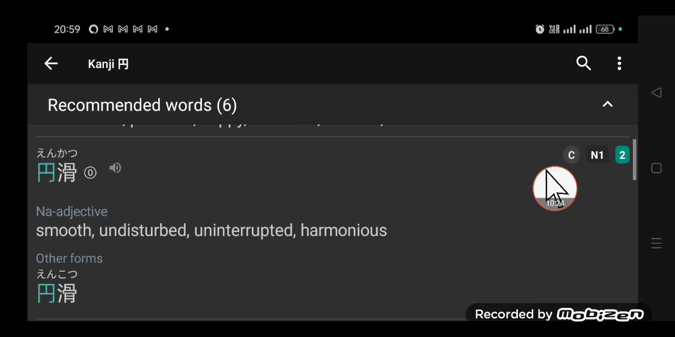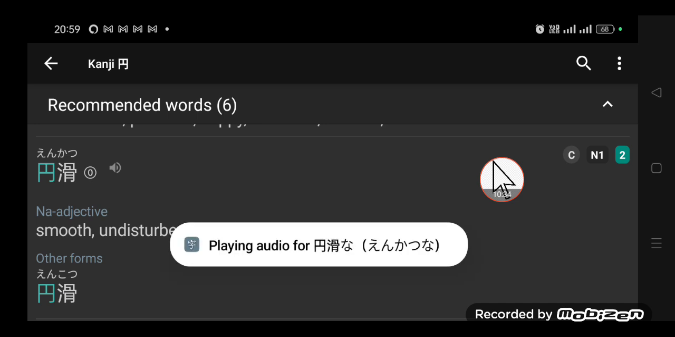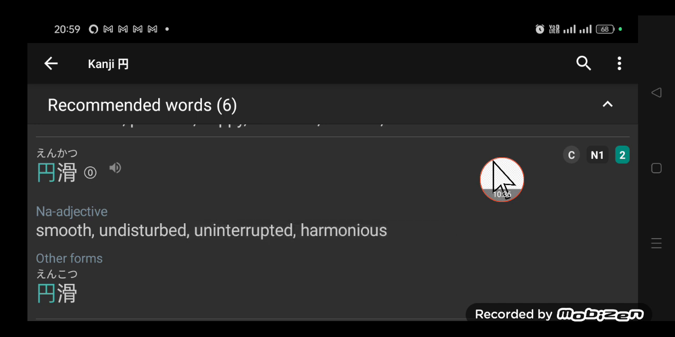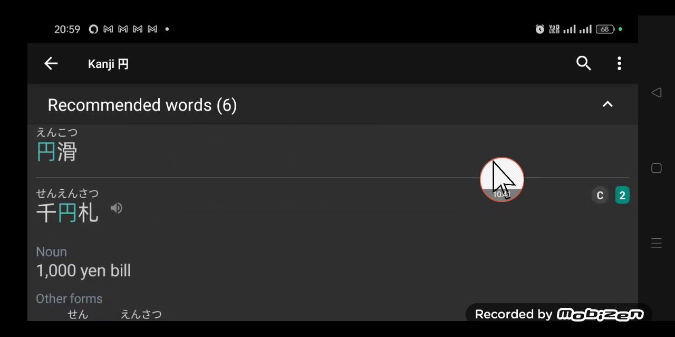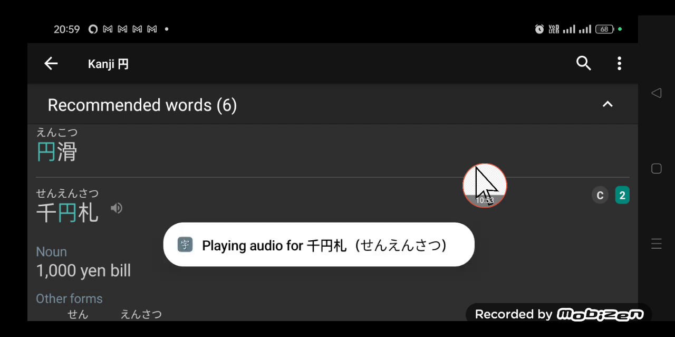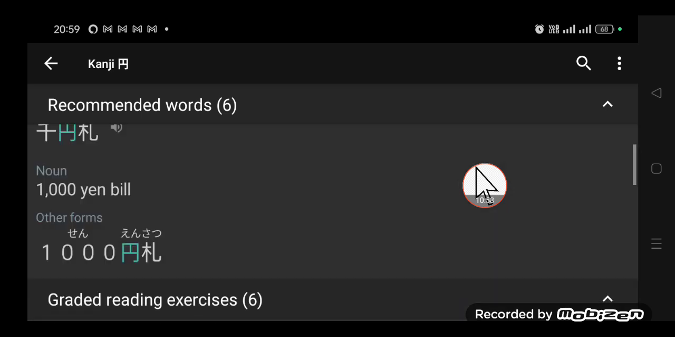Okay, so how about undisturbed or smooth? Enkatsu. 円滑な. Enkatsu na. It's an adjective. How about 10,000? A 1,000 yen bill. Sen'en satsu. 千円札. Sen'en satsu. Okay.